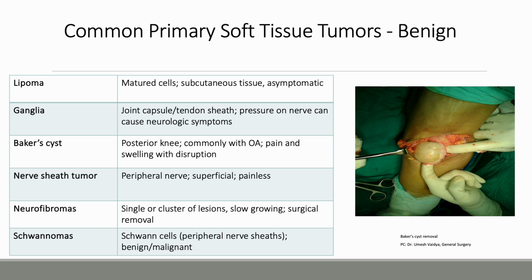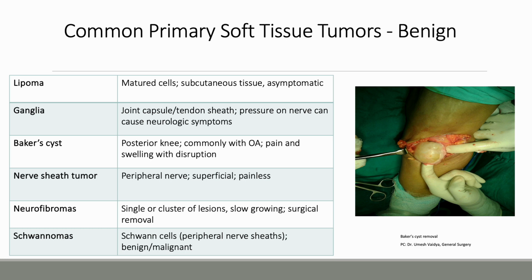Ganglia arise from a joint capsule or tendon sheath, often found on the dorsal aspect of the wrist, or sometimes on the volar aspect of the wrist and lower extremity. Popliteal cyst, also known as a Baker cyst, which you can see here in this image, is a subtype of a ganglion that often communicates with a joint space, commonly palpated behind the knee in older adults with osteoarthritis.